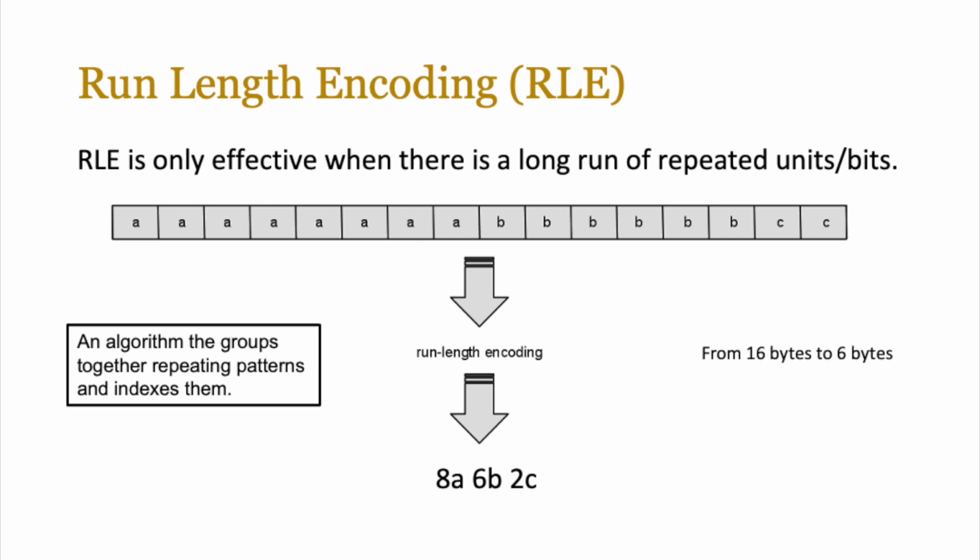So if the original data was 16 bytes, because each extended ASCII character takes a byte, we now have 6 bytes to represent the same set of data, because the computer knows, well, okay, the first one is the number of repeats and the second one is data. So 8A. When I uncompress, I have to write down 8 A's, then 6 B's, and then 2 C's, and it will restore the original pretty easily.